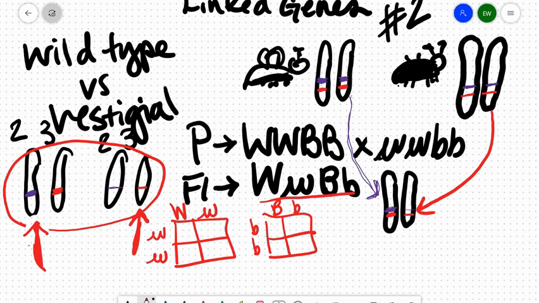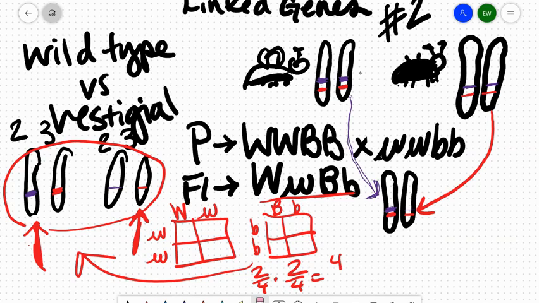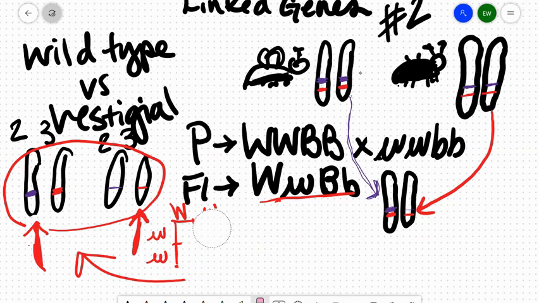Because they assort independently, if we were talking about this scenario over here, you could say there's a 2/4 chance that they'll have that and a 2/4 chance that they'll have that. So it must be a 4 to 4 to 4 to 4 ratio or whatever. Okay. That's not how it is with linked genes.